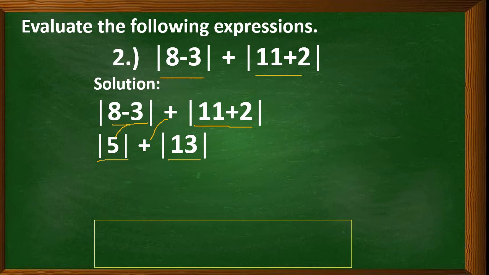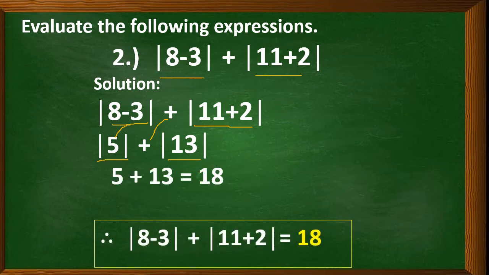Now, get the absolute value of 5. And what is the absolute value of 5? We have the absolute value of 5 is 5. And the absolute value of 13 is 13. Then, we have to add. So, 5 plus 13, the answer is 18. That is why, in our conclusion, we have here absolute value of 8 minus 3 plus absolute value of 11 plus 2 is equal to 18.